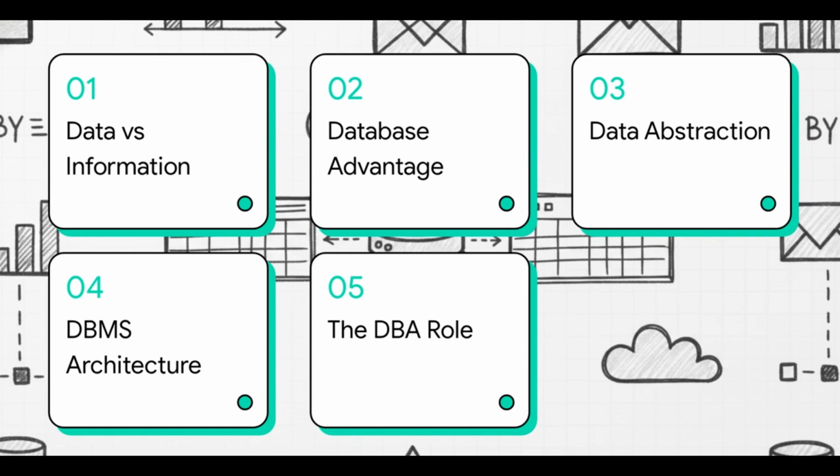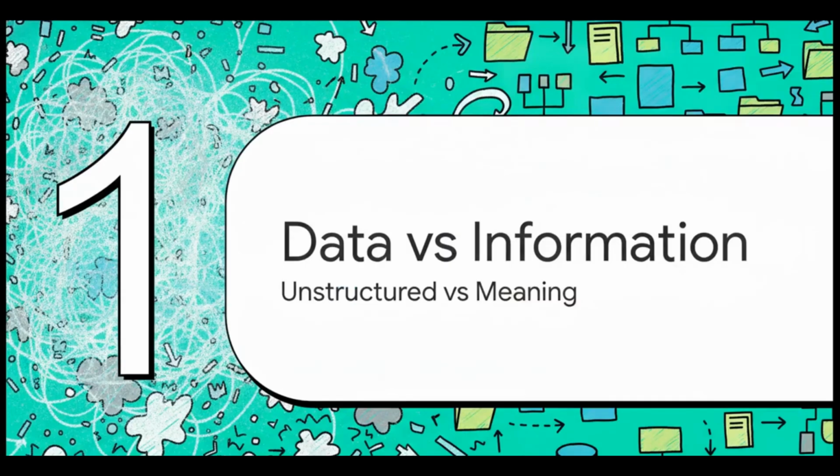Here's our roadmap for today. We'll start with data versus information, move into the database advantage, look at levels of data abstraction, peek inside DBMS architecture, and wrap up with the database administrator. All right, kicking things off with Section 1, Data versus Information.